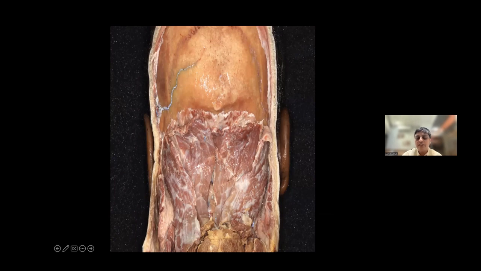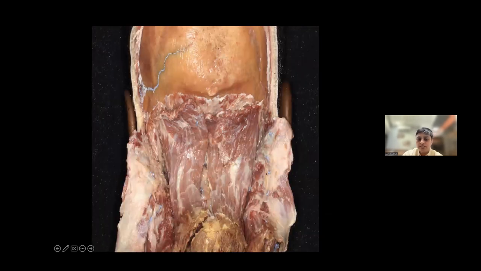The superficial layer is made up of the trapezius and the sternocleidomastoid. The intermediate layer is made up of the splenius capitis and the semispinalis capitis. And the deep layer are the suboccipital muscles, which form the suboccipital triangle. So the first layer consists of the trapezius and sternocleidomastoid. Once you remove them, you see the splenius capitis, which is now reflected laterally, as you can see here.